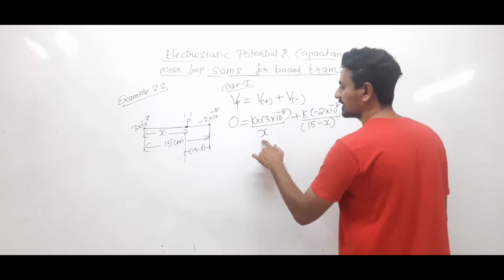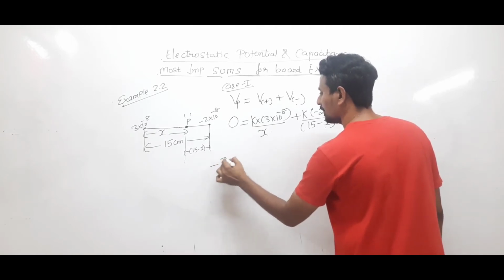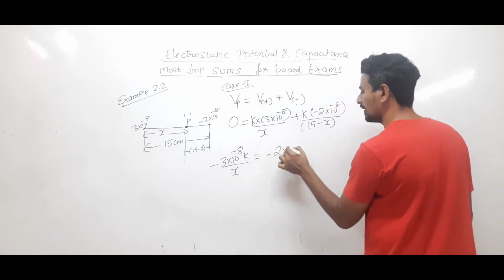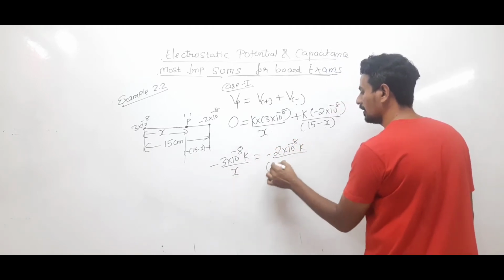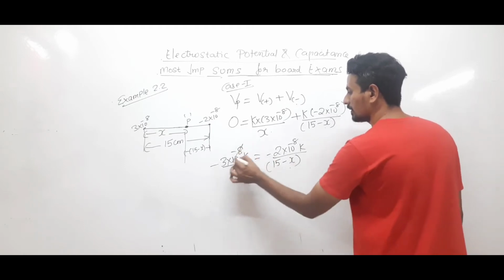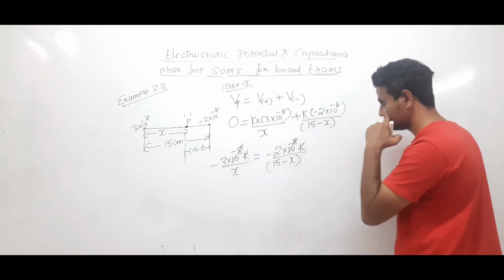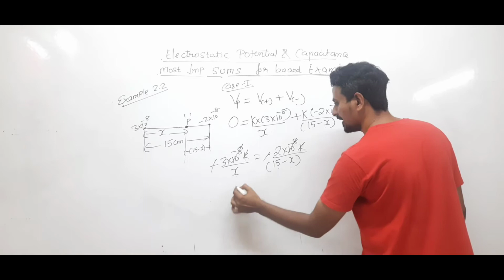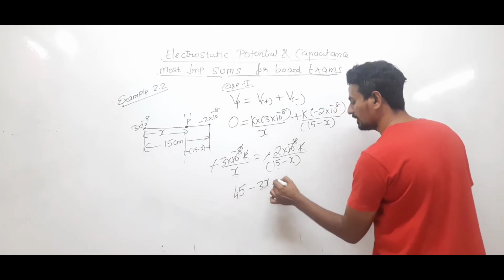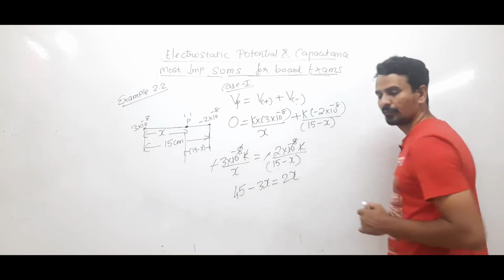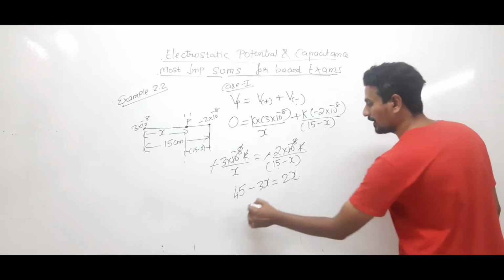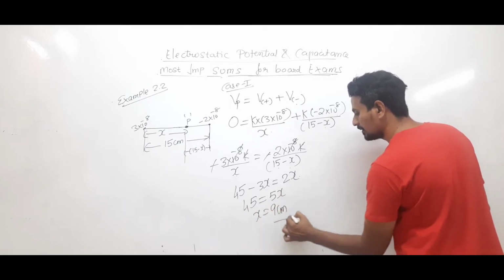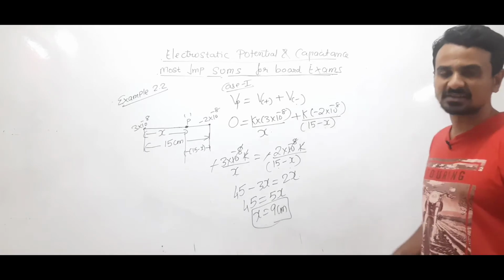Solve this. Let us take this term over to the left side. So it will be minus 3 into 10 raised to minus 8 k by x equals minus 2 into 10 raised to minus 8 k upon 15 minus x. So minus gets cancelled. Cross multiply: 45 minus 3x is equal to 2x, right? Multiply this term. So 45 is equal to 5x. So x equals 9 centimeter. Clear? 9 centimeter from the positive charge, right?